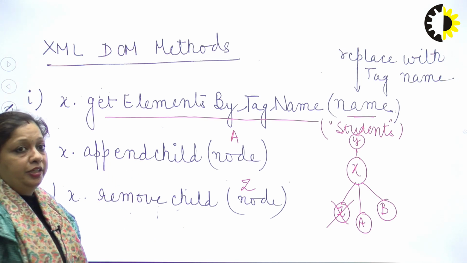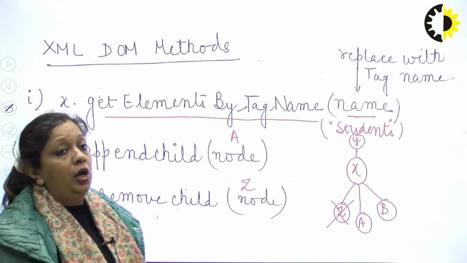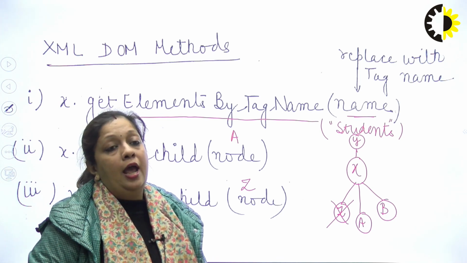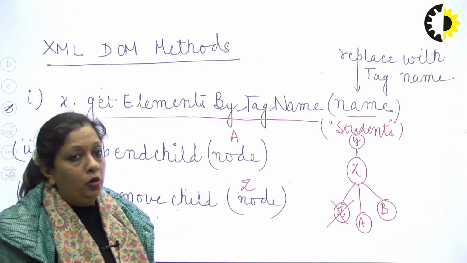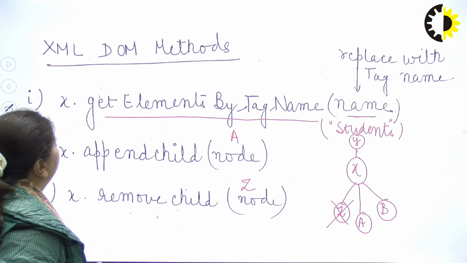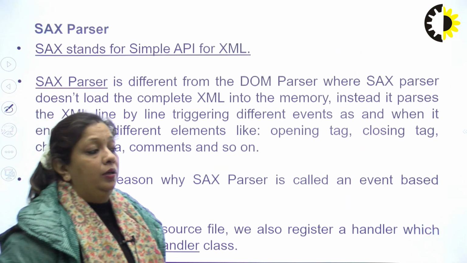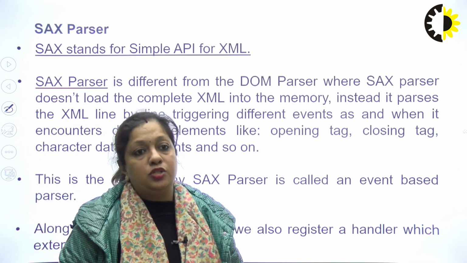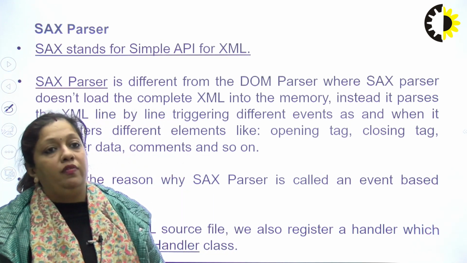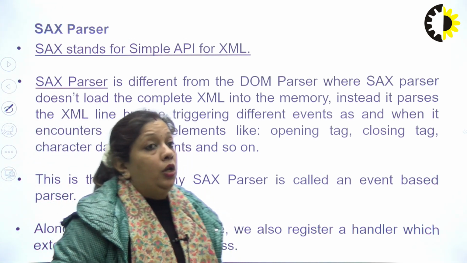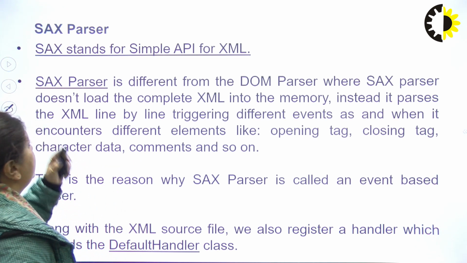So these are the methods which can be used by a DOM parser for modifying or adding details to an XML document. So we had discussed what is exactly an object based model, and in that object based model we had discussed DOM, how a DOM parser works. Now we will be looking into the SAX parser.